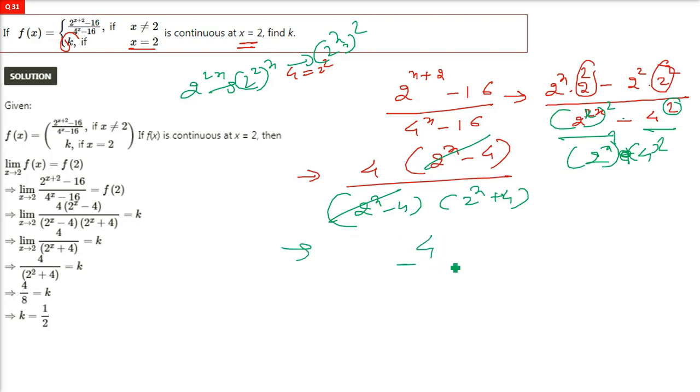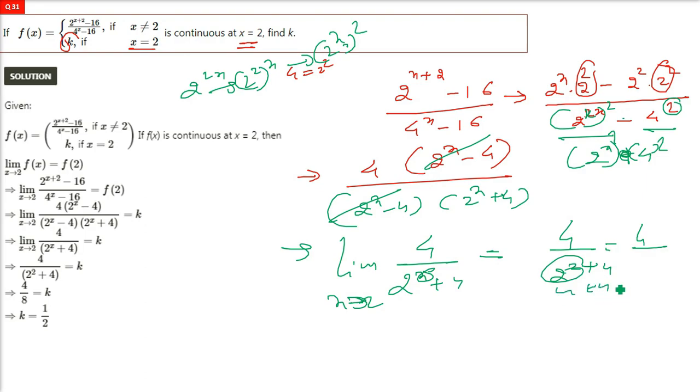Now let us apply the limit. We have 4 divided by (2^x plus 4). Apply the limit x tends to 2, because the continuity has to be checked at x equals 2. Now 4 divided by (2^2 plus 4), which is 4 by 8, so you have half. So k is equal to half, because k is equivalent to this value. So k is half is the answer. This is how you have to do this.